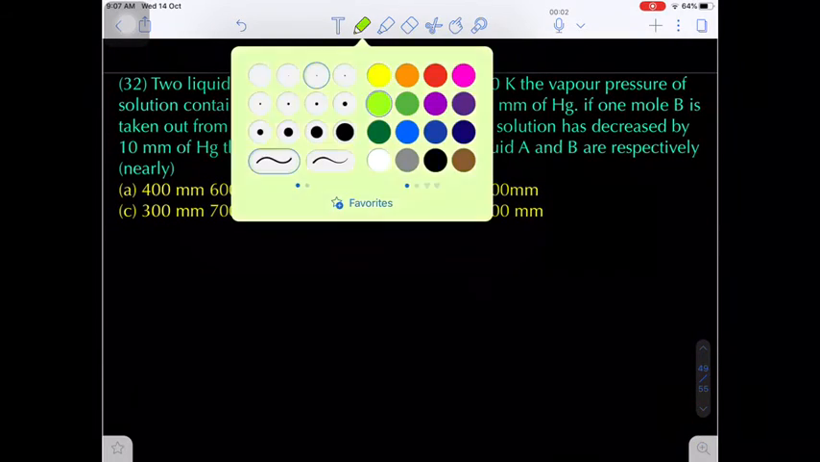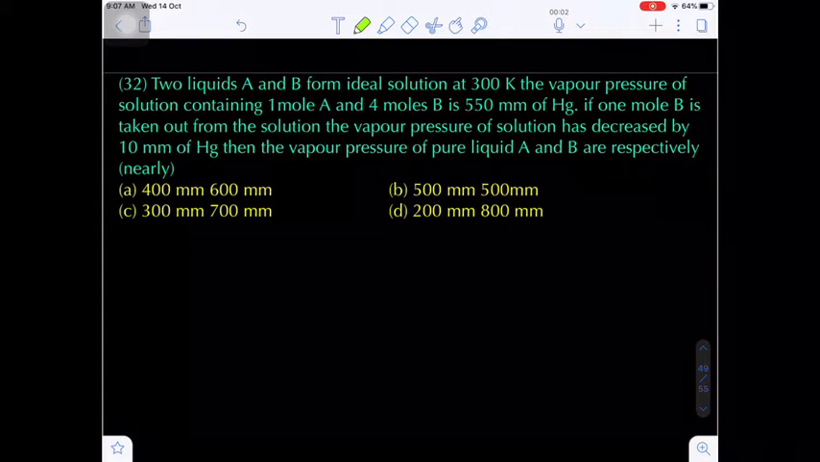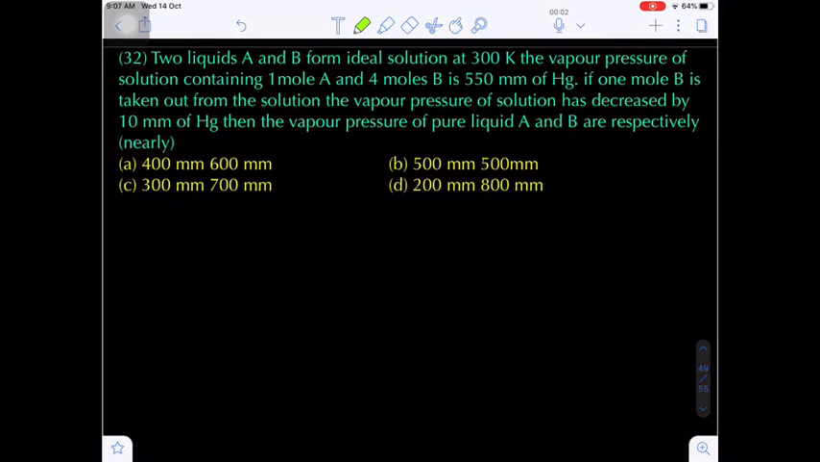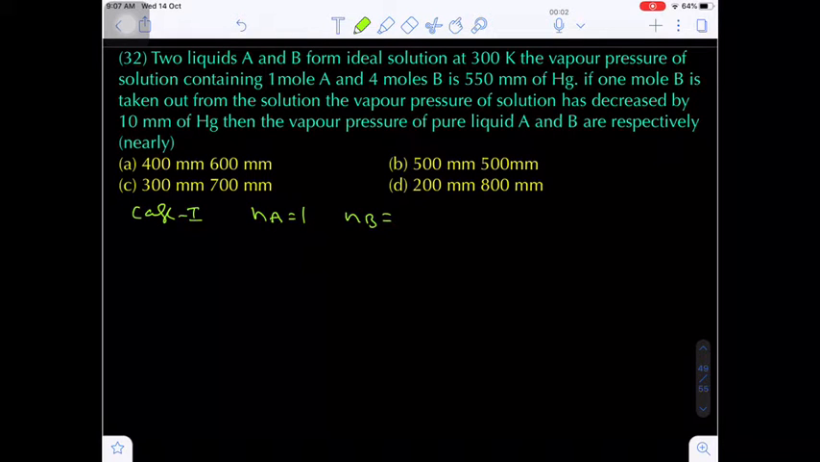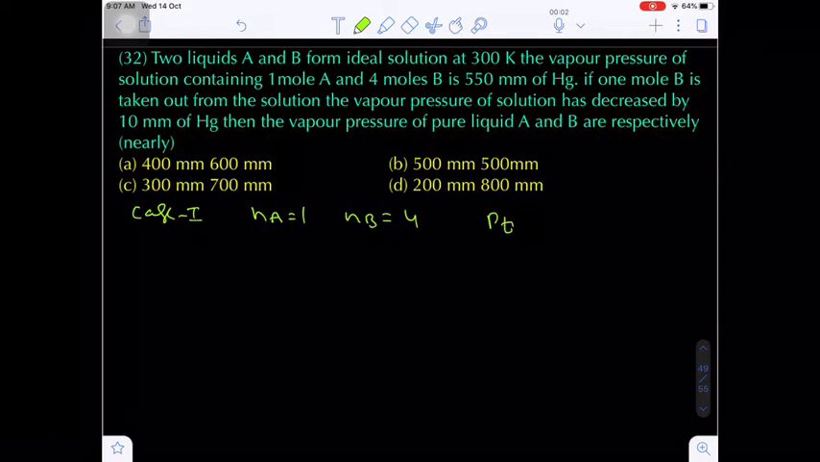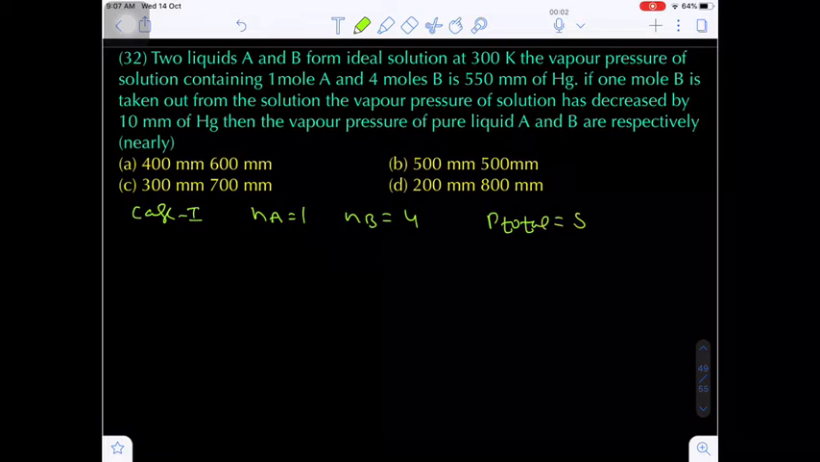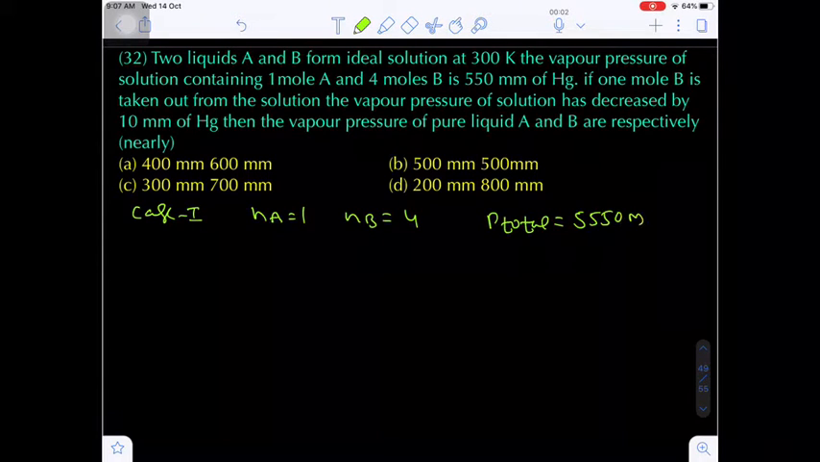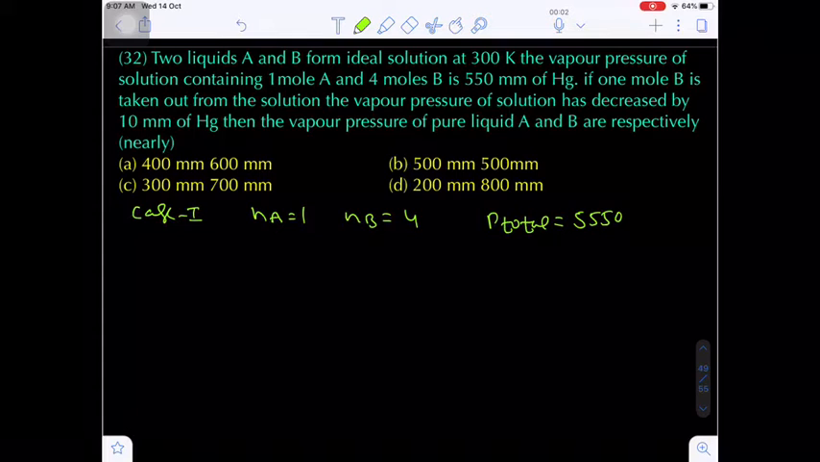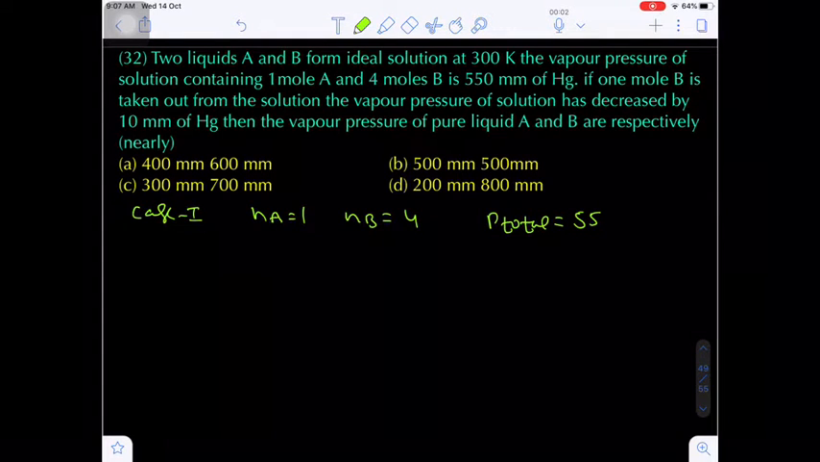Okay. Now question number 32. Two liquids A and B form an ideal solution at 300 Kelvin. The vapor pressure of a solution containing 1 mole of A and 4 moles of B is 550 mm. So let's suppose this is case 1. Number of moles of A is given as 1 mole and number of moles of B is given as 4 moles, and the total pressure of the solution is given as 550 mm of Hg.